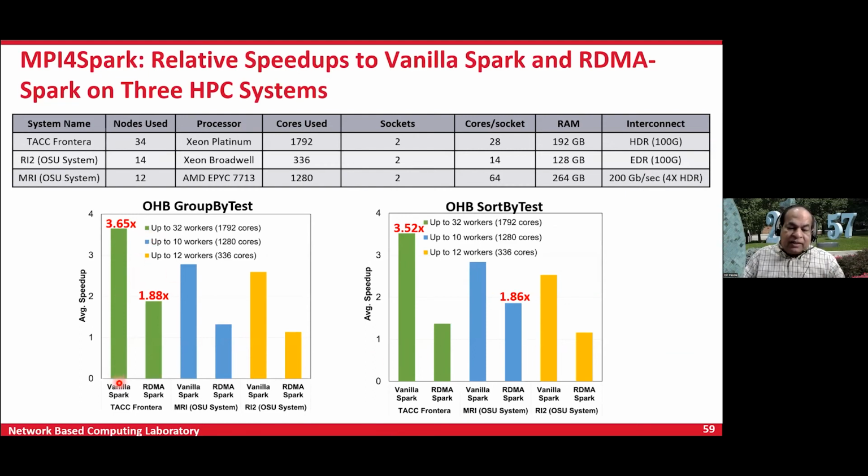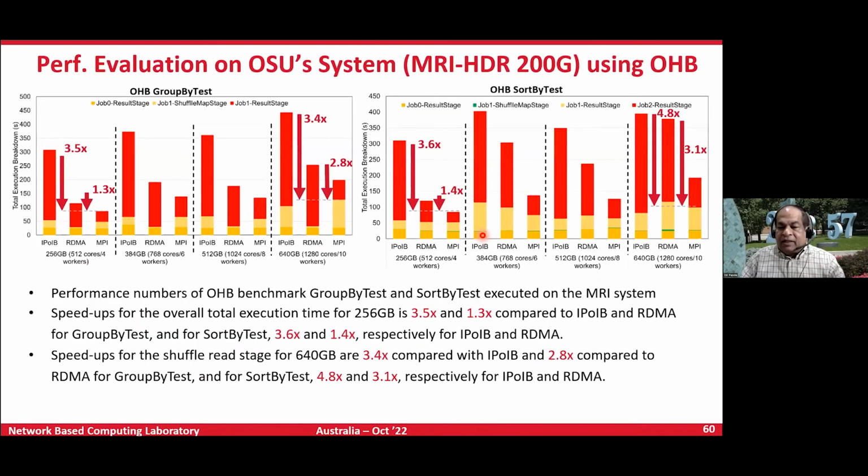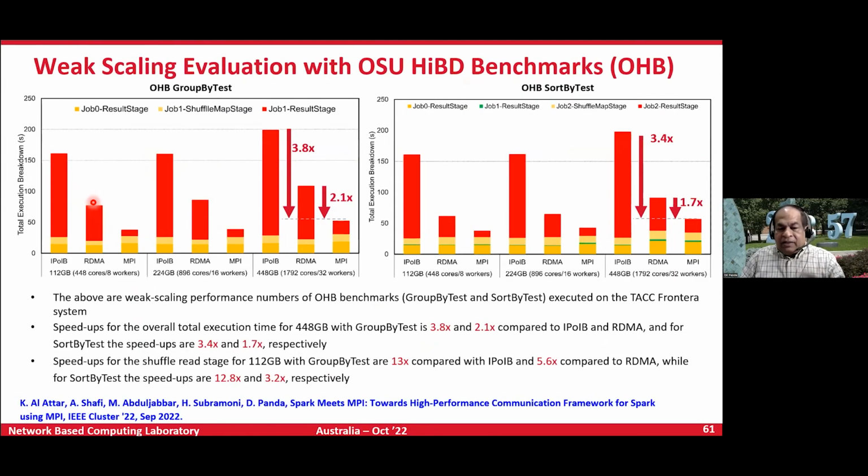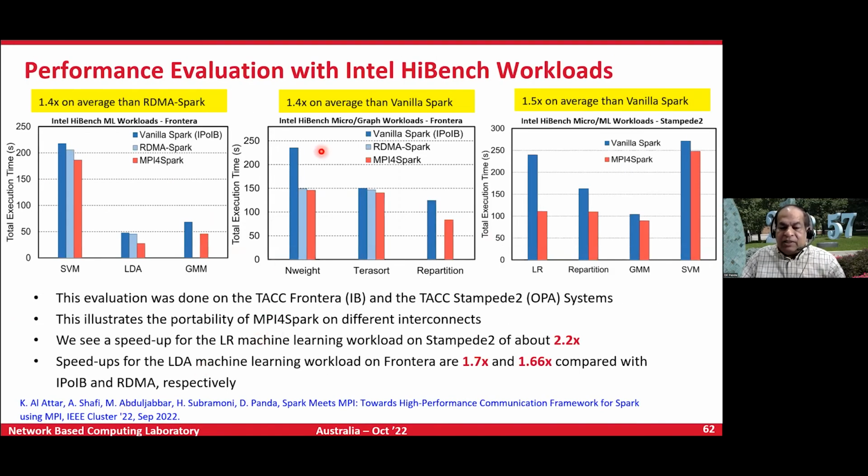Compared to the earlier design, like Apache Spark, we can give you benefits. Even compared to our earlier RDMA Spark, we can also give you benefit because now we have more optimizations, all in the API layer. These are a GroupBy test and SortBy test, using InfiniBand 200 gigabits, similar kind of things. We are able to reduce the time by a factor of 3, a factor of 1.3. This is a weak scaling evaluation, very similar story. We presented this last month, just a few weeks back at IEEE Cluster. Similar thing we also see with Intel HiBench.